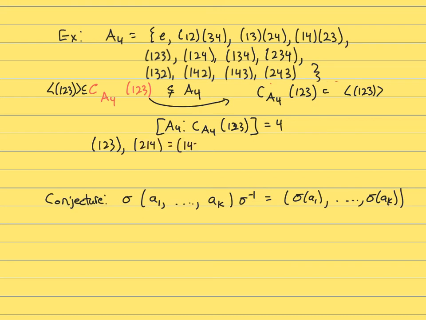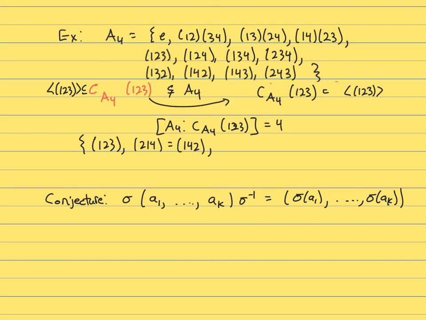So 1, 4, 2. It was one of the conjugates. There has to be at least 2 others in there. So you should try to figure out what they are. It's probably not too hard of a guess to try conjugating by these 2 other permutations.